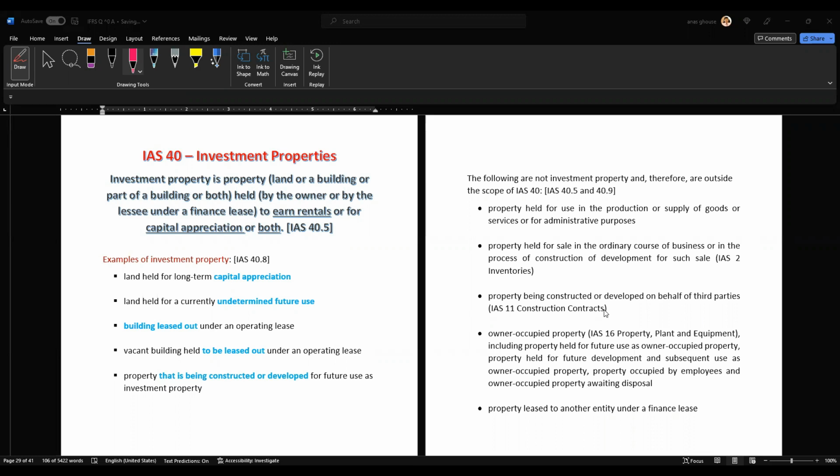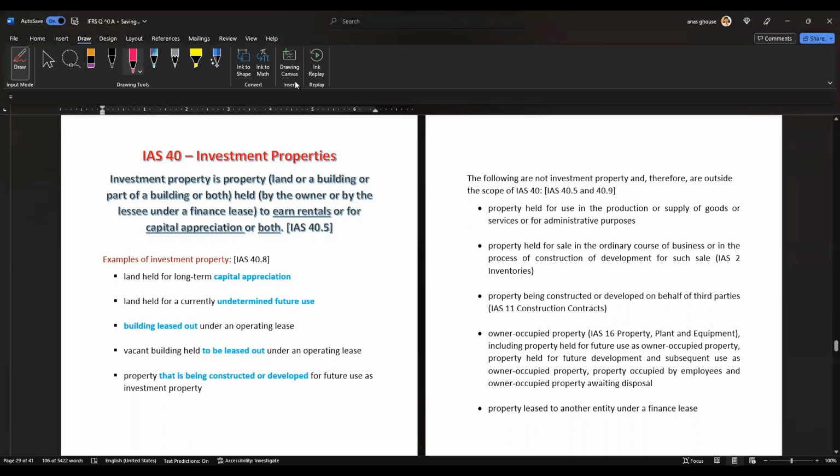In this session, let's look at IAS 40 and some questions relating to this particular standard. First of all, let's look at some of the important interpretations or explanations relating to IAS 40. Then we'll move on to the question and answers session. Okay, so first of all, let's look at IAS 40. What is the definition of IAS 40?